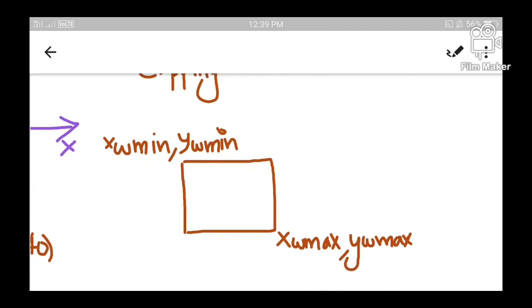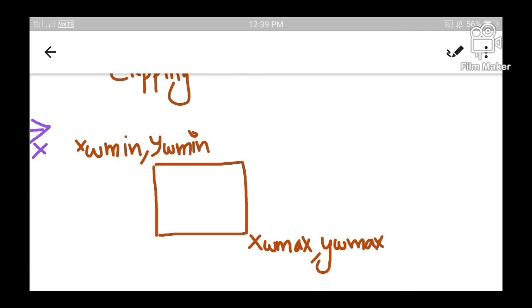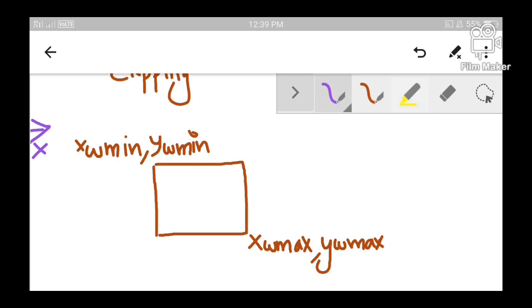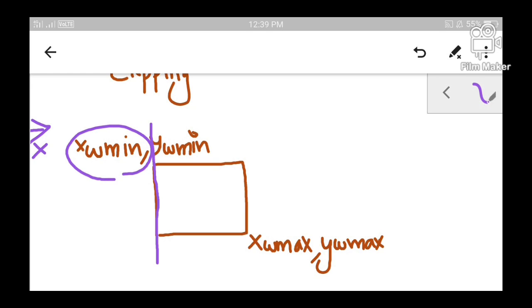Now one more thing. Every clip window will have 4 parameters in it. They are XW min, YW min, XW max and YW max. What are these 4 values? We know that our window has 4 parts or 4 boundaries. This part typically indicates the left boundary of the window. The left boundary of the window is represented using XW min.